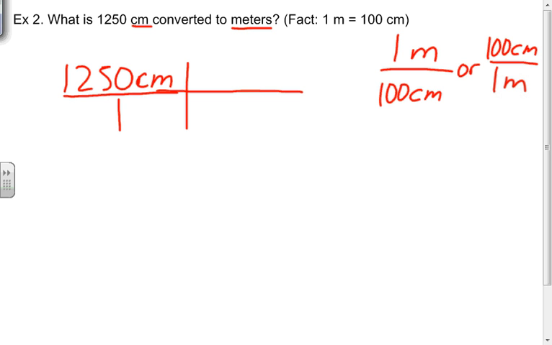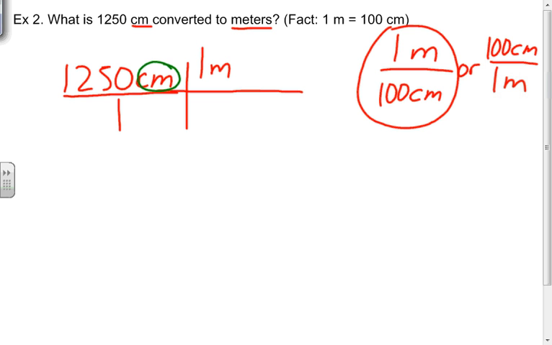Centimeters is on the top of my problem over here. I don't want centimeters in my answer. I want meters in my answer. So in order to get rid of centimeters, which is on the top, I need centimeters to be on the bottom when I use the conversion factor. Which one of those two fractions has centimeters on the bottom? Well, it's this one. Okay? So I'm going to plug that in.